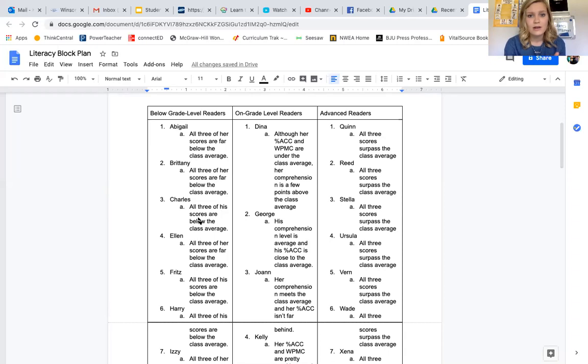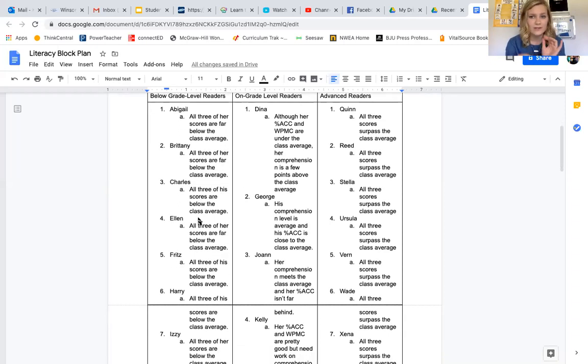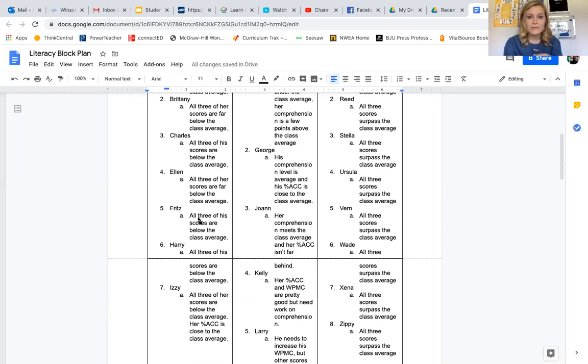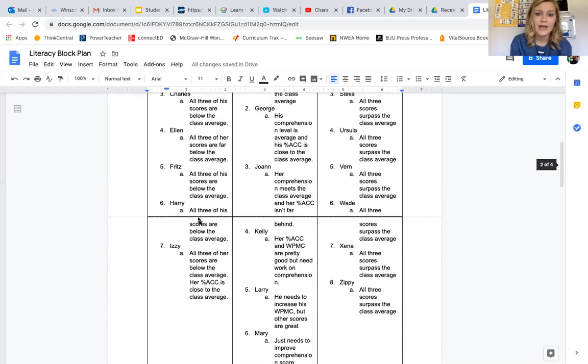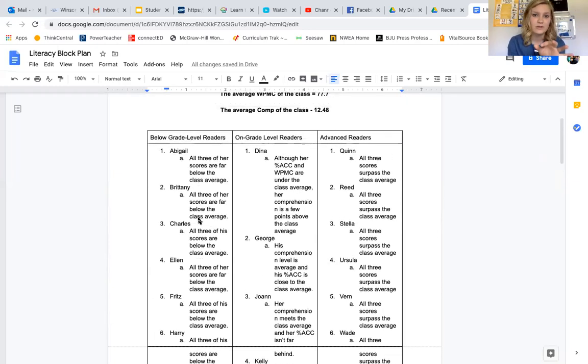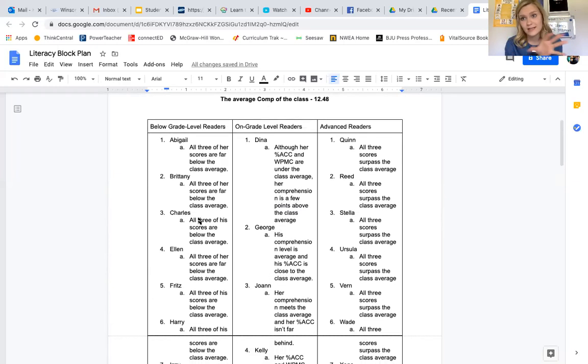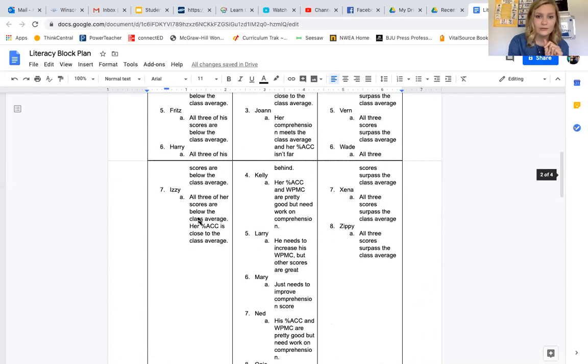And then for the on level, there was one reason or another why they were there and not in the below or advanced. Like George, his comprehension level is average and his accuracy is close to the class average. Or Kelly's accuracy and words per minute are pretty good, but she still needs to work on comprehension. So that is how I decided to split the students up into those groups, deciding their skill level.